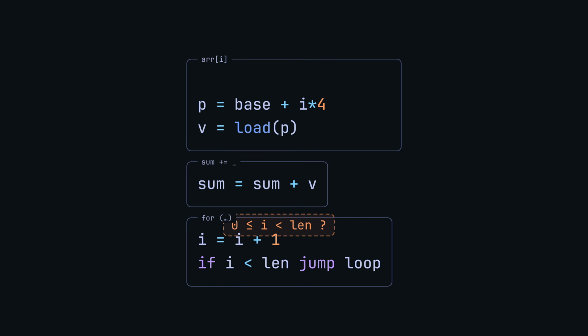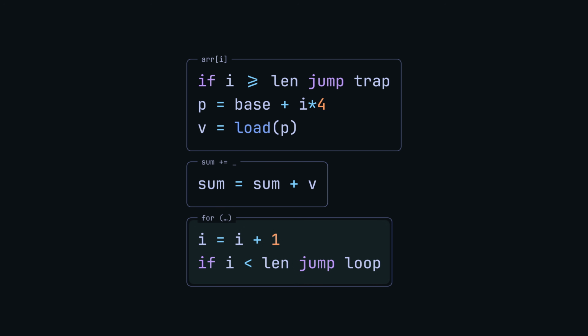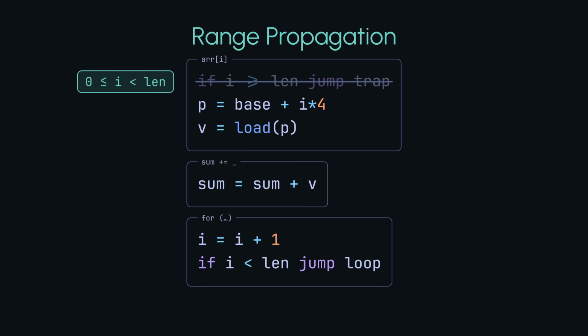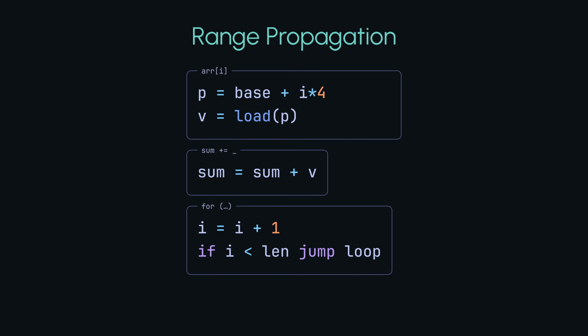After lowering, the check becomes an explicit branch in the IR, sitting right next to the loop's increment, and it's the "i smaller than the length of the array" condition. Range propagation can now prove that i is always between 0 and the length of the array, so the branch is provably never taken, and the bounds check disappears. But removing hidden work is only half the story.